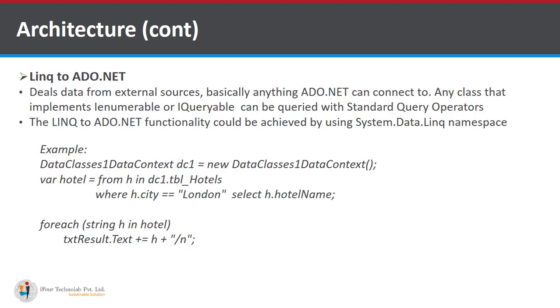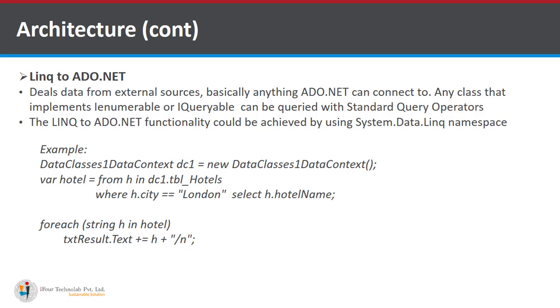Now the last one is Linq to ADO.NET. It deals with data from external sources, basically anything ADO.NET can connect to. Any class that implements IEnumerable or IQueryable can be queried with standard query operators. The Linq to ADO.NET functionality can be achieved by using the System.Data.Linq namespace.